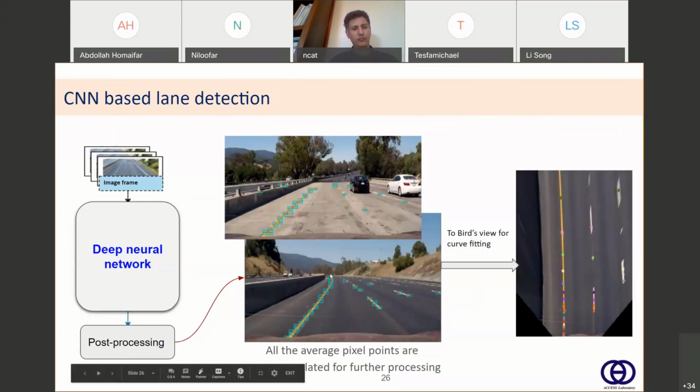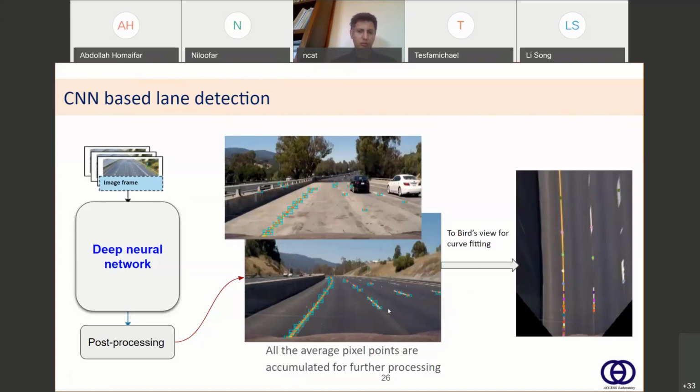And again, to facilitate the curve fitting as well as the direct measurements, we simply convert these points, only points, into a bird's eye view. In this case, I'm also showing you the image itself in the bird's eye view, just to see where these detected points are on the image. But in practice, we don't need to transform the whole image. We simply transform the detected points, which minimizes computational effort.